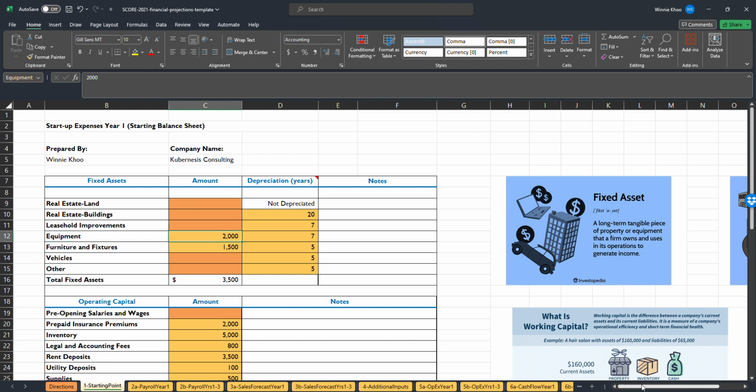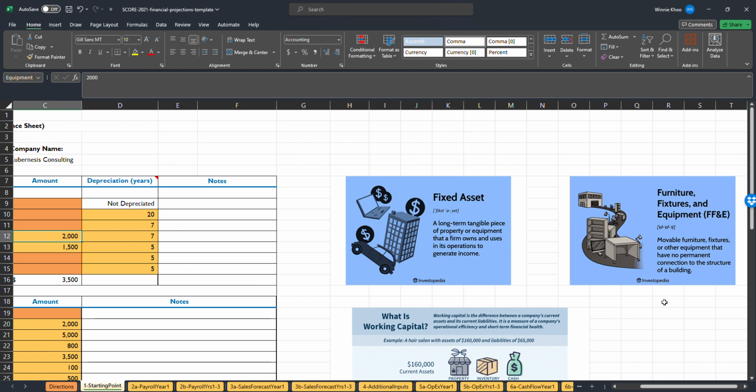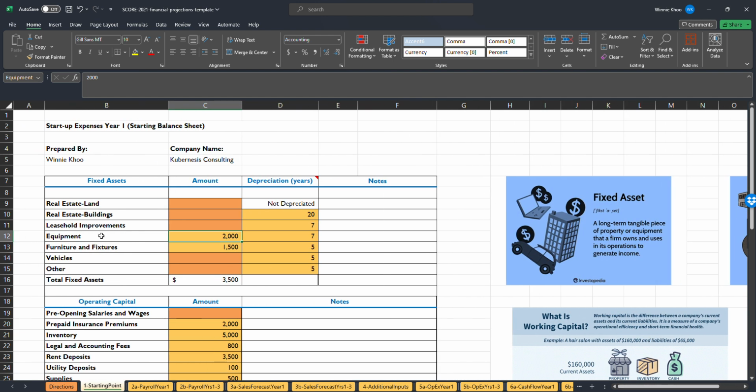Another accounting definition is furniture, fixtures, and equipment. These assets are movable. This is movable furniture, fixtures, and equipment that have no permanent connection to the structure of a building. So these are going to be your desk, your chair, additional monitors, a bookshelf, so anything that you can move. This template breaks it up into two separate sections: furniture and fixtures, and then equipment.